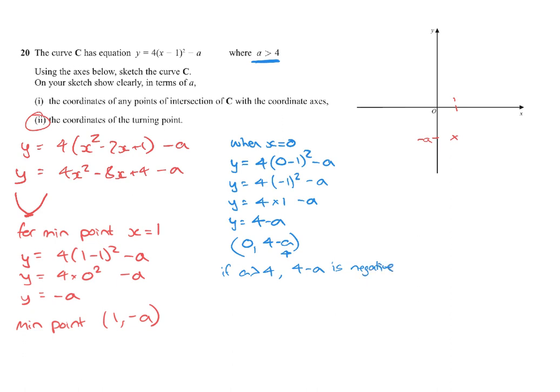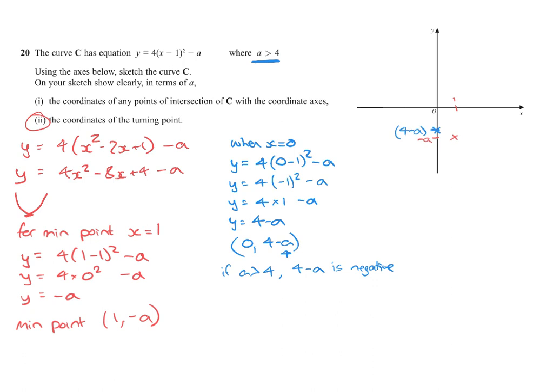Now we know it's not the minimum point, we've already worked out the minimum point, so I'm going to go, it's got to be somewhere higher up than that. I'm going to put it there and say that that is 4 minus a, and that's a point on my graph. So it's going to cut through at that point there. So I now have 2 points on my graph.